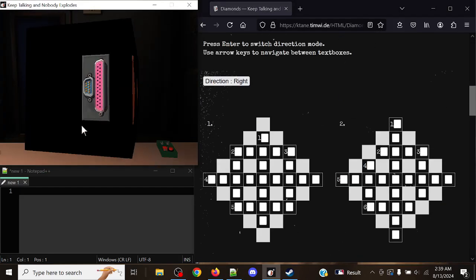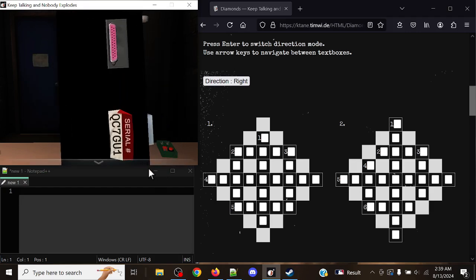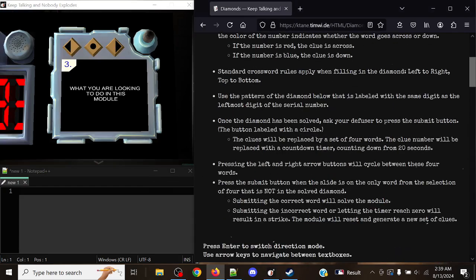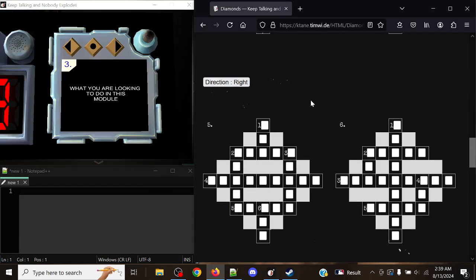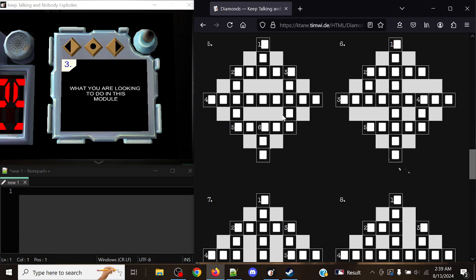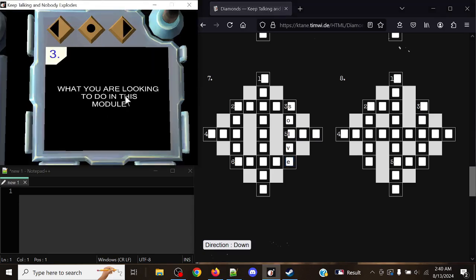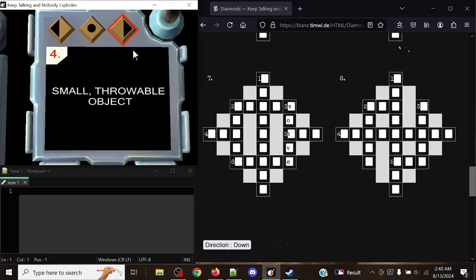3 down, and by the way, we're looking at the grid of 7 this time around. So we're looking at grid 7. And remember that blue is down, and red is going to be left to right. So 7, I believe this is simply we're trying to solve the module. That would make sense in this context. What you are looking to do in this module is the one that makes the most sense.